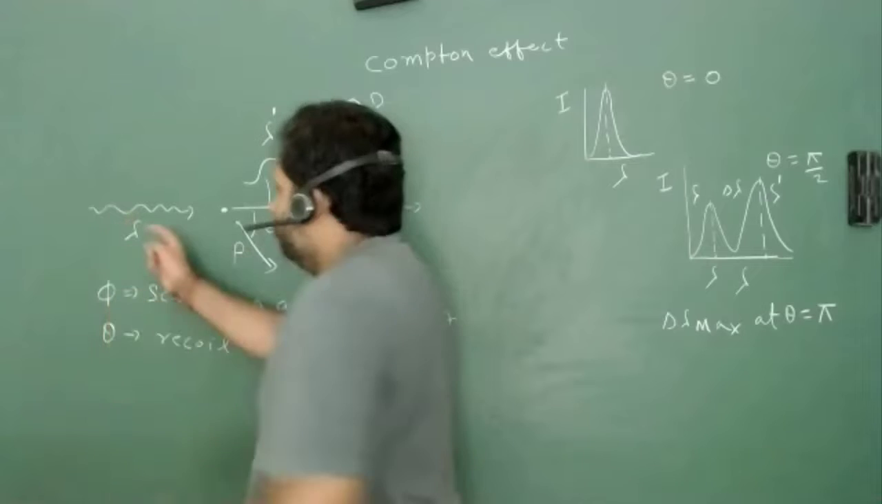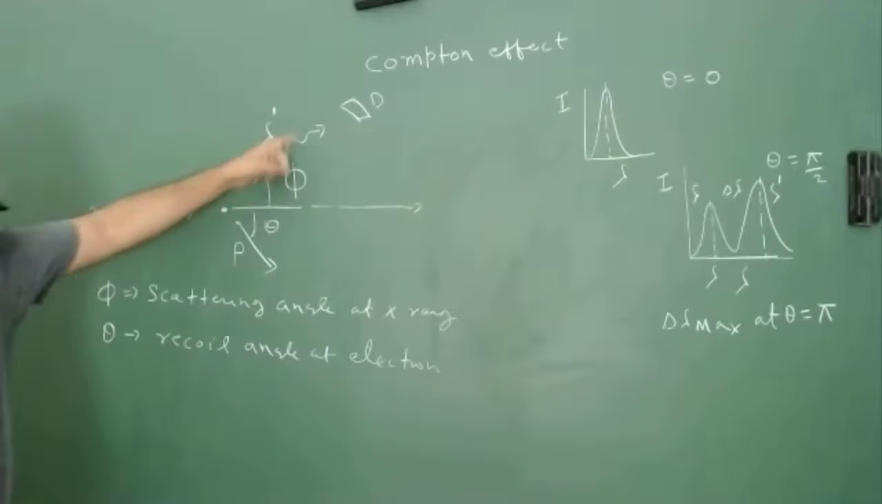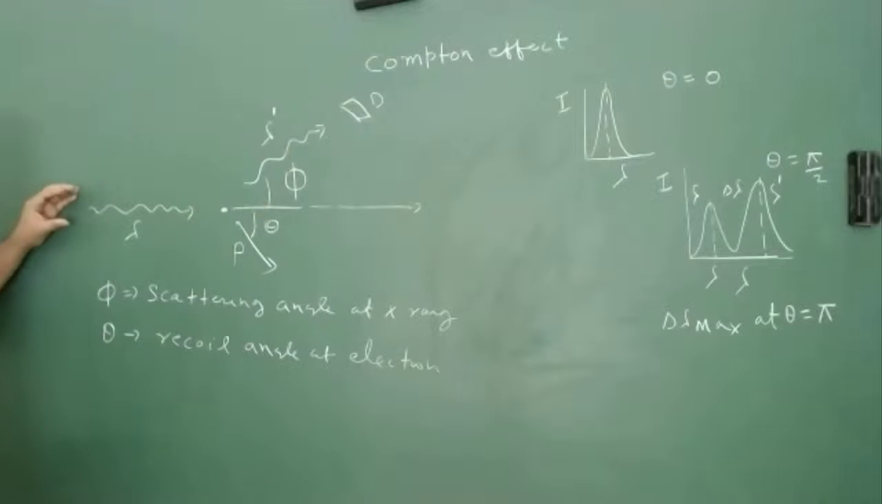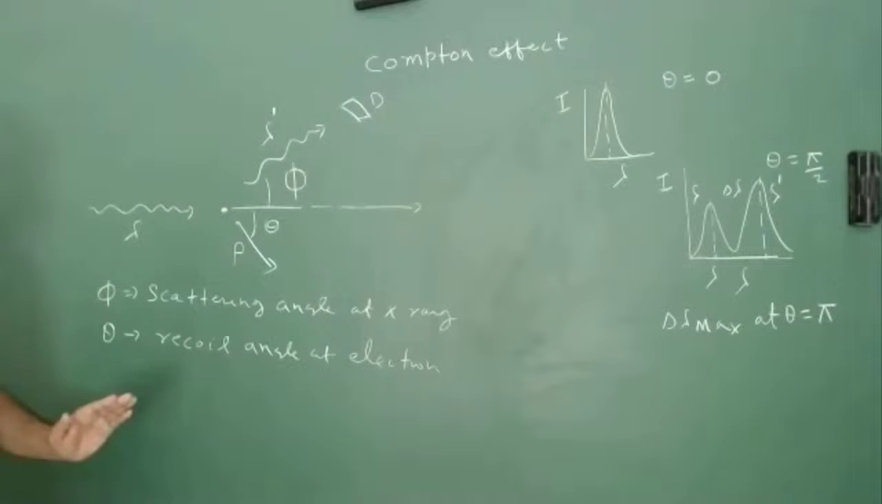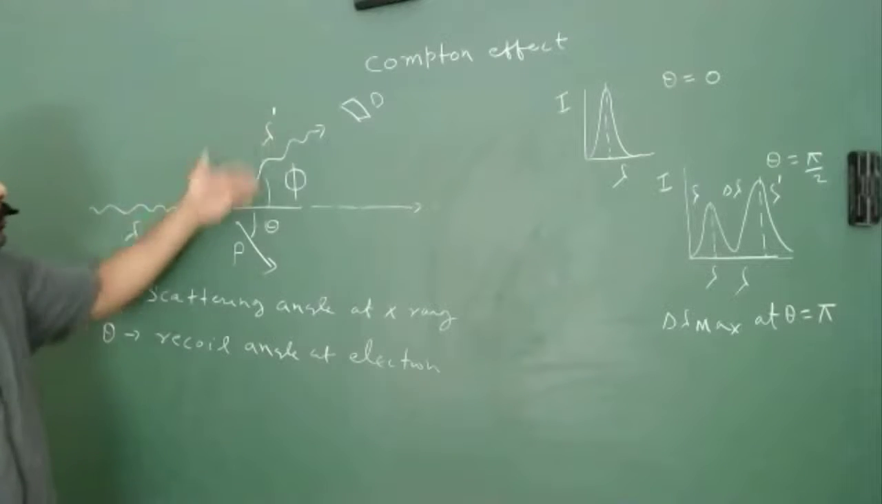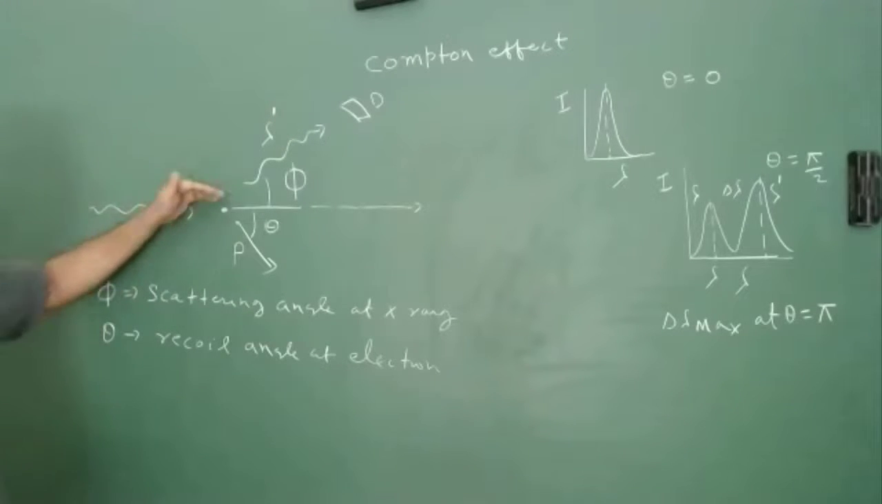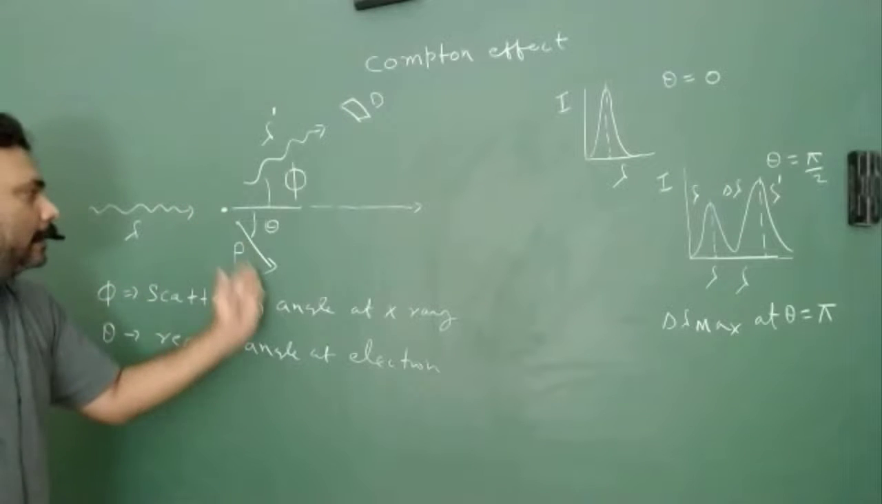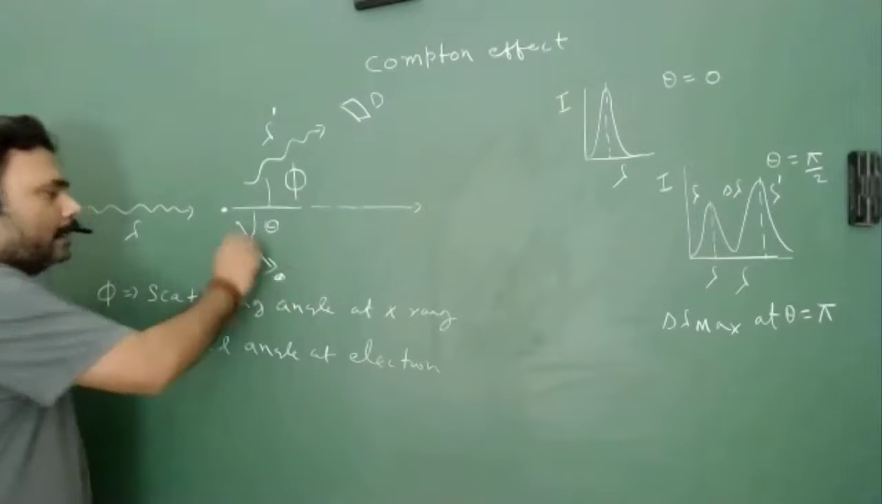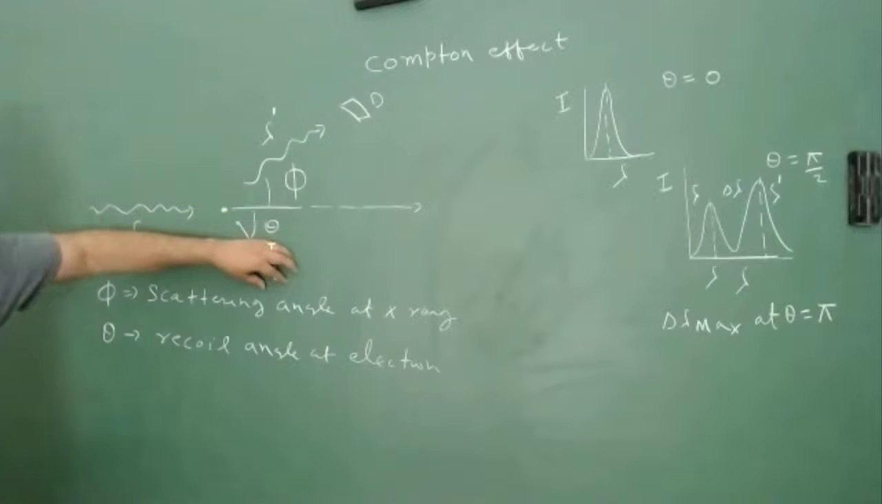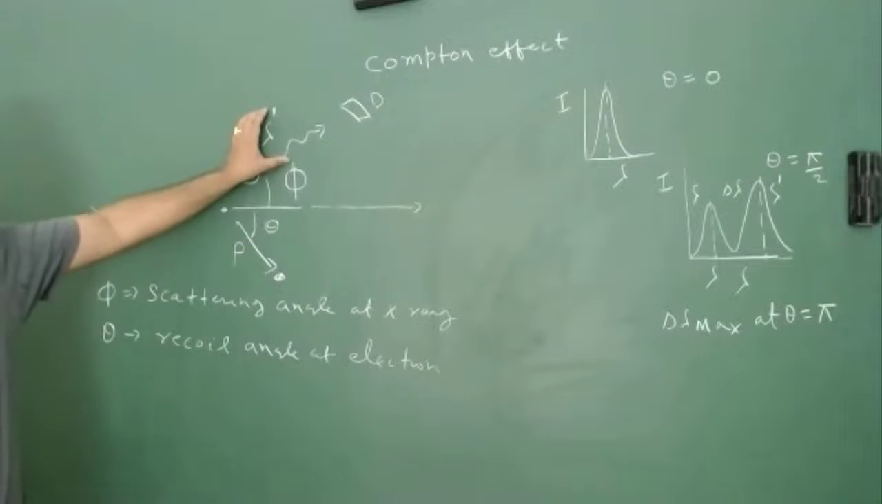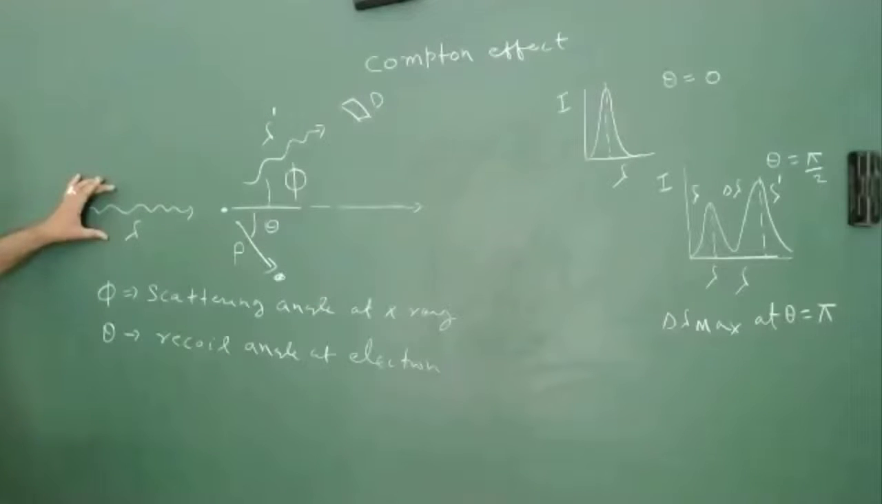Why? Because this is a less energetic particle. Whatever energy comes from the incoming wave will be distributed into two parts. One part will produce this scattered wave of wavelength lambda dash, which has less energy than the incoming one, and the other part goes to the kinetic energy of the electron. So the kinetic energy of the electron plus the energy of the scattered wave must be equal to the energy of the incoming wave.